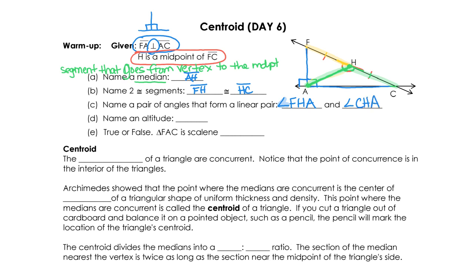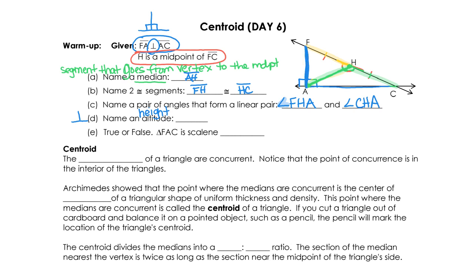Okay. All right. So next one, part D says name an altitude. Remember, an altitude is another word for height. And when the doctor measures your height, he asks you to stand straight up and tall, right? Stand up straight so that your body is perpendicular with the floor. Okay. And if you remember, who would make a great body here? Who would make a great altitude is FA.